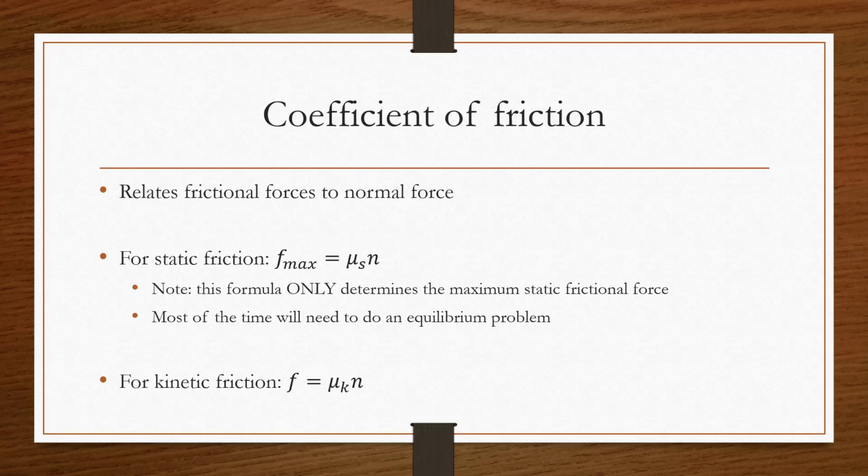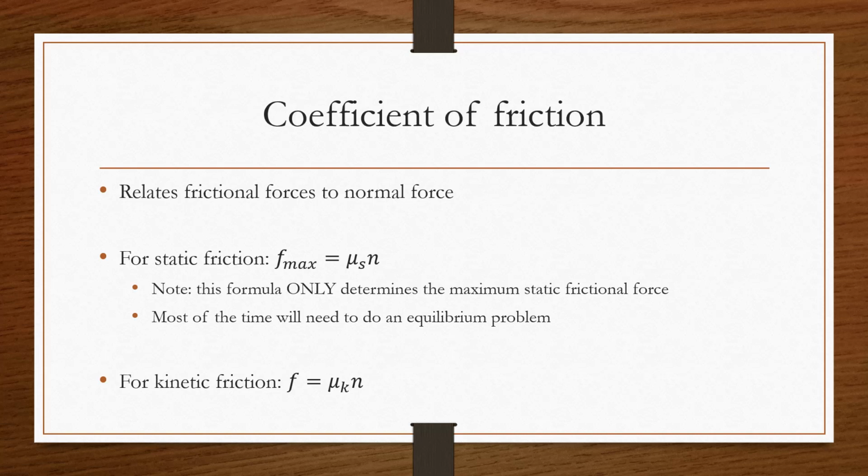Static friction: what the coefficient of static friction tells you is really the maximum value of that frictional force. So we can use that formula to determine the largest possible value for static frictional force. Most of the time, if I'm dealing with static friction, I will probably need to do an equilibrium problem because the sum of all the forces on the object is zero if the object is at rest.